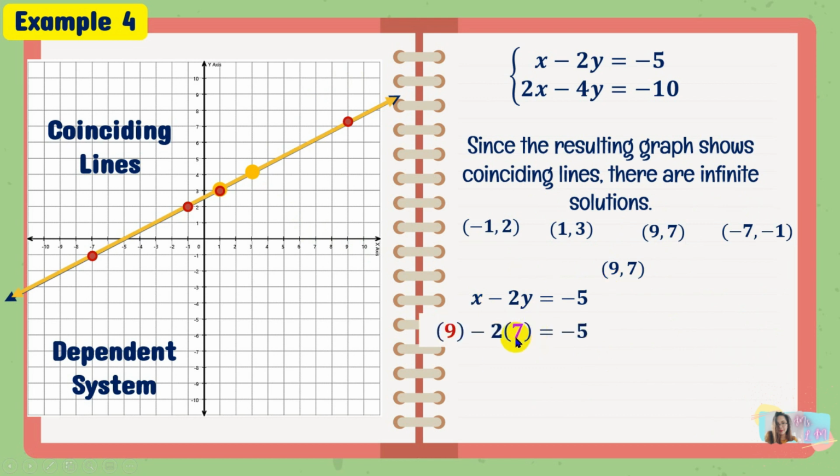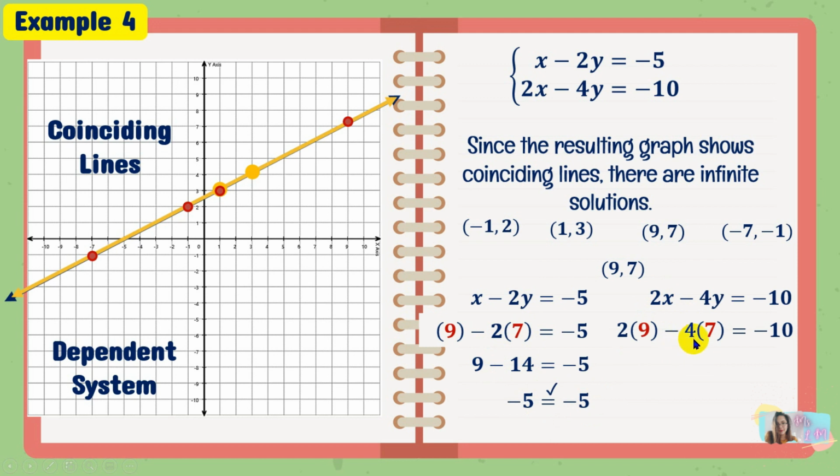We have 9 minus 2 times 7, and 2 times 7 is 14. 9 minus 14 is negative 5, and it is equal to negative 5. On the second equation, we have 2 times 9 minus 4 times 7 is equal to negative 10. 2 times 9 is 18, 4 times 7 is 28, and then 18 minus 28, that's negative 10. Negative 10 is equal to negative 10.